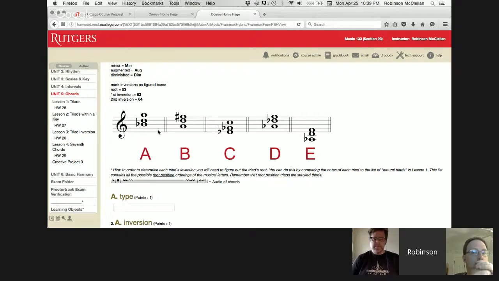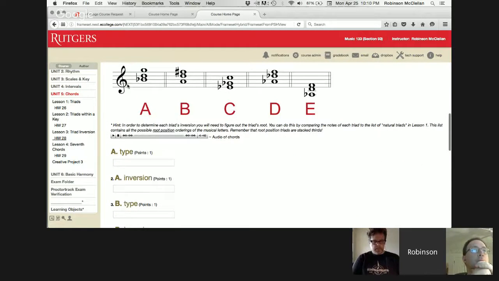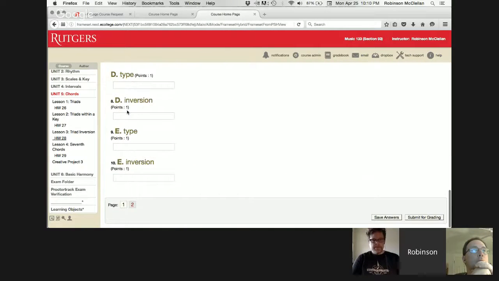6-3 is the intervals above the bottom note. So you have a sixth up to here and a third up to here. And a 6-4, you have a sixth again and then a fourth. So that can also help you. 5-3, of course, is the root position version, which I can just tell you right now, there are none on this page.